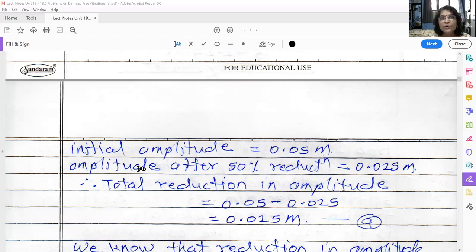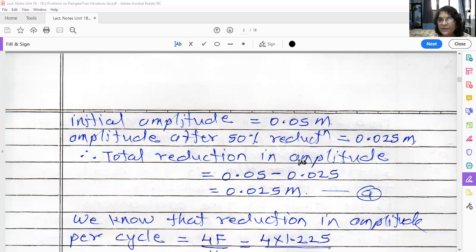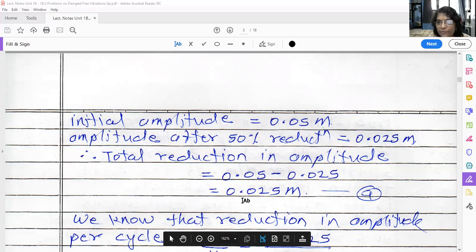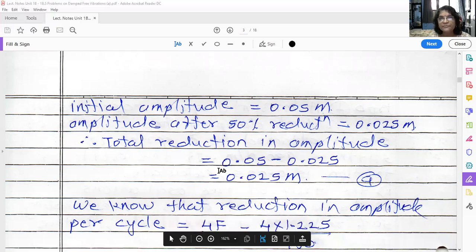So how much is the total reduction in amplitude? Initially 0.05, 50% reduction means 0.025. So 0.05 minus 0.025 is equal to 0.025 meter. This is the total reduction in amplitude. And we have to find out how many cycles are required to reach this 0.025 meter reduction in amplitude.